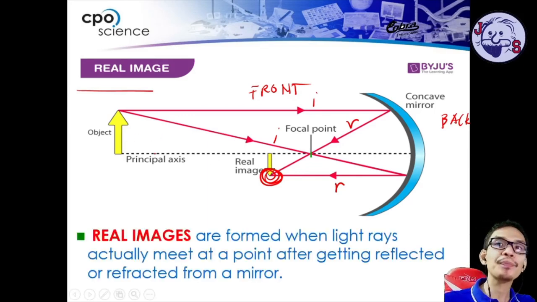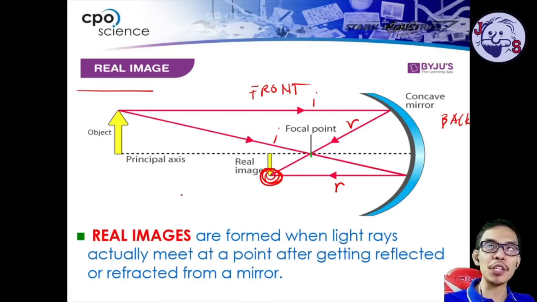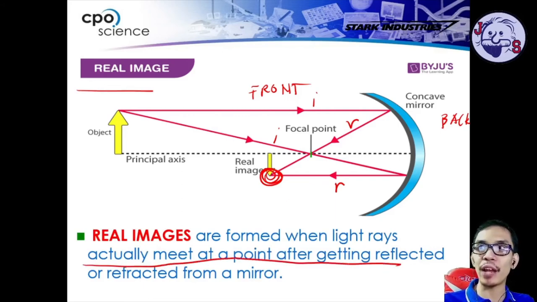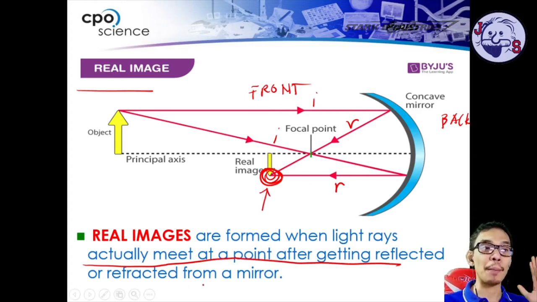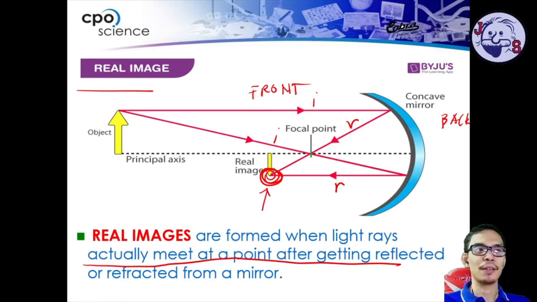That is why real images are formed when light rays actually meet at a point after being reflected, the one that you have over here, or refracted from a mirror or lens. So that is the real image.